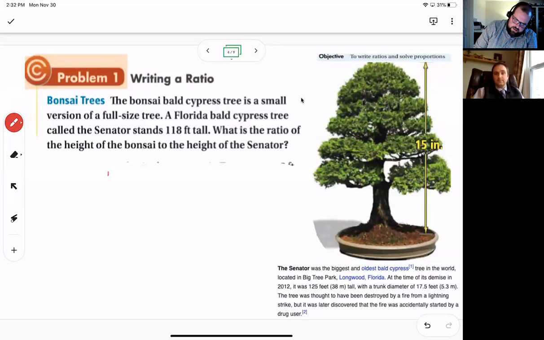So if we're talking about the height of the bonsai to the height of the cypress, it might be that we write this as 15 to 118, except these are different units because 118 is in feet and 15 is in inches. Is it okay to leave them like that as long as we keep the units? Yes. This is a totally mathematically acceptable thing, and anyone who tells you otherwise is wrong. I'm very comfortable saying that, because as long as you have the units here, this is correct.